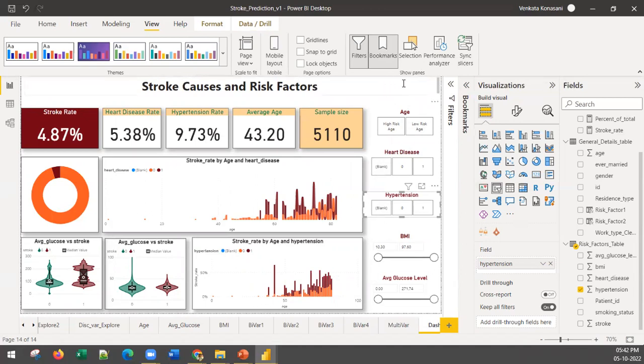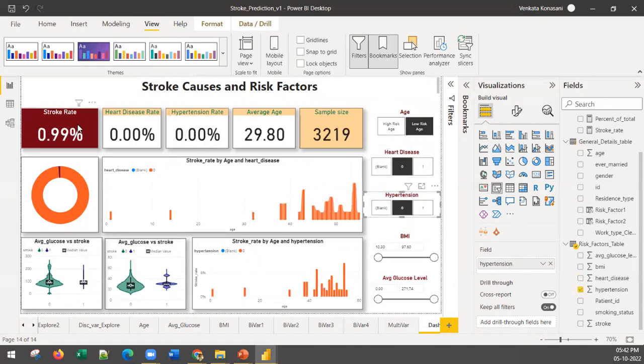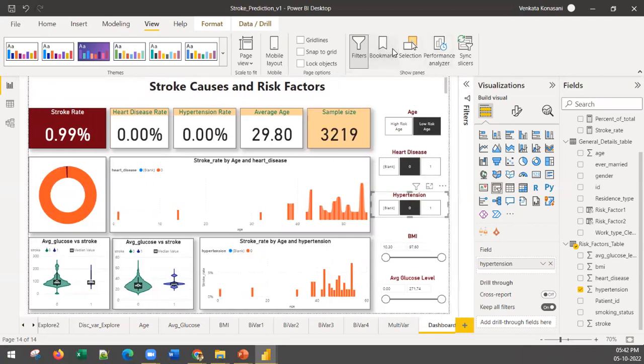When the stroke is very, very less probable, when the age is less, when there is no heart disease, when hypertension is not there, the stroke rate is less than 1%. Previously the stroke rate in bookmark 1 was 20%. Now this is less than 1%. That means there is a 20 times difference, isn't it? Stroke rate.